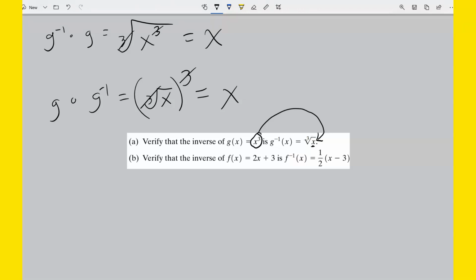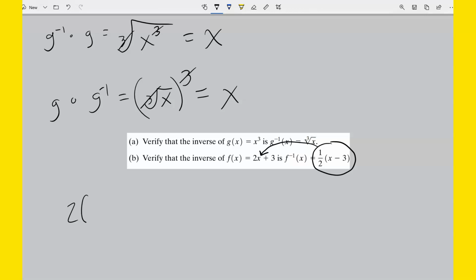All right, let's do part B. So we have verified it. You don't really have to go both ways. You just pick one way and go. So verify this one. It doesn't matter which way we go. I'm just going to do it this way, but you could totally go the other way. Whichever way feels more comfortable to you is totally fine.